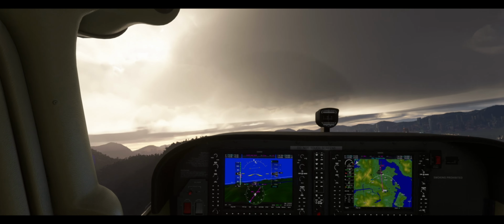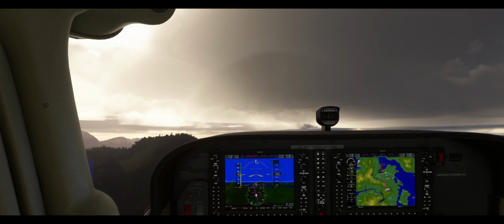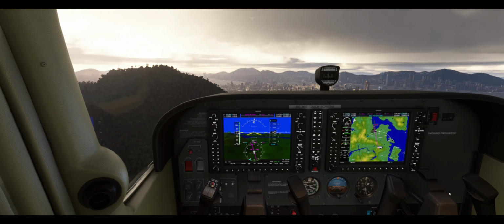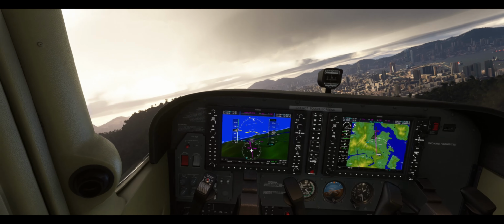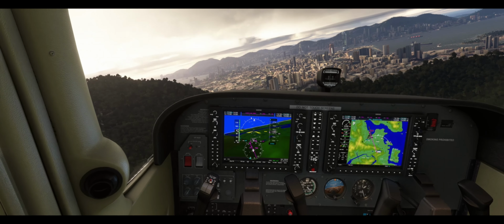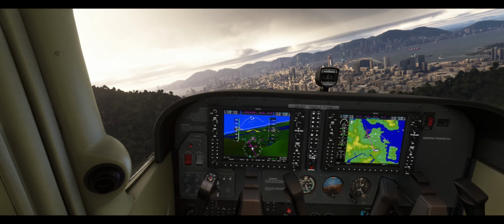Recently I was watching a video from SESSIM. Check out his channel, link below. He was trying to land with a crosswind at Kai Tak Airport in Hong Kong with Microsoft Flight Simulator 2020. I noticed he wasn't using any crosswind technique, and this is a brief tutorial.